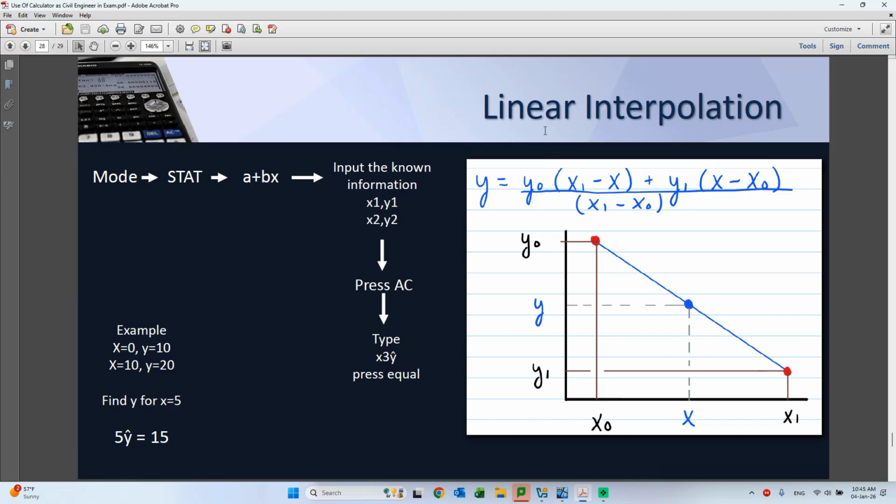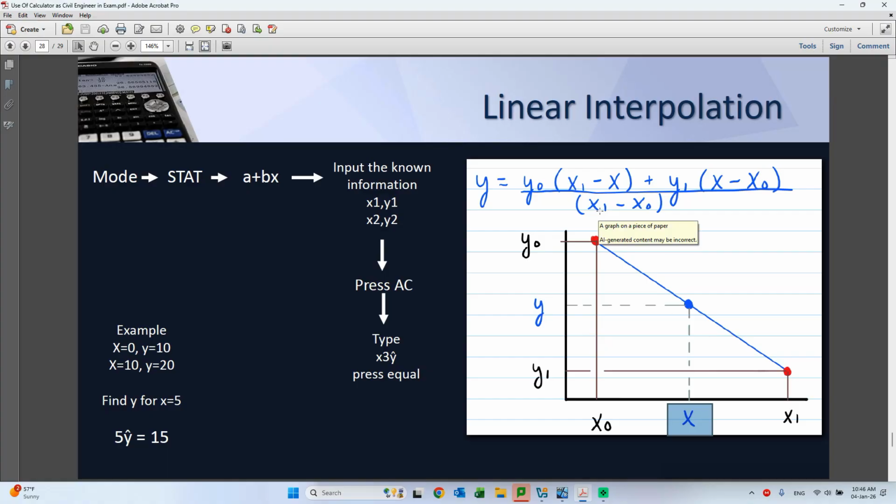Before doing interpolation, you need to know that sometimes you see people using this type of equation. You want to find a certain y value for a certain x when you have some information. Let's say I have x0 giving me y0, then I have x1 giving me y1. So how much will y be for x at this point here? This is called linear interpolation.